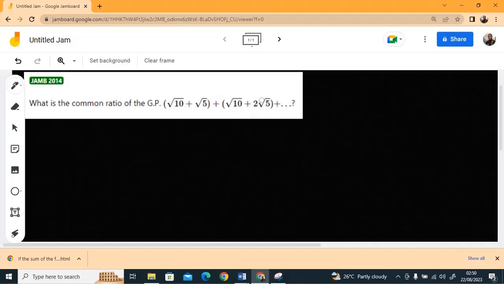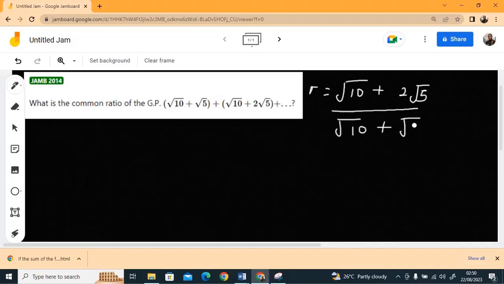you know that the common ratio is this second term over the first term. So what they are saying here, it means my common ratio here is this one divided by this: root 10 plus 2 root 5 over root 10 plus root 5. Now, how are you going to solve something like this? You rationalize.